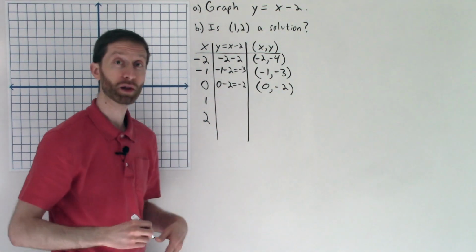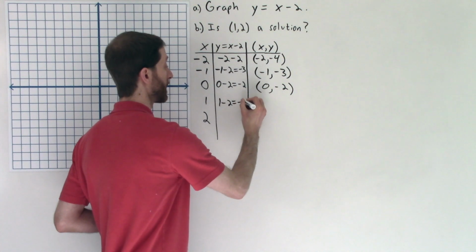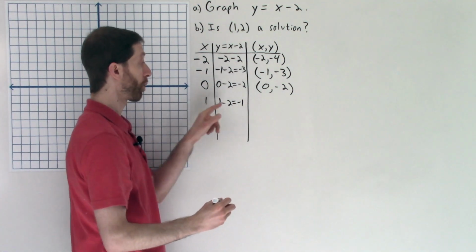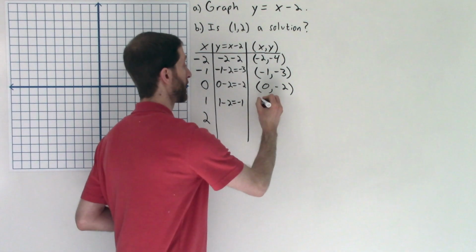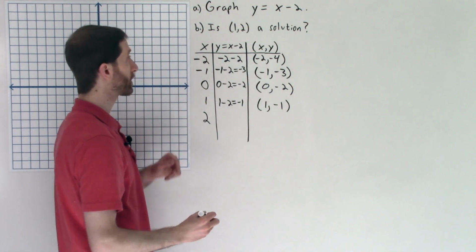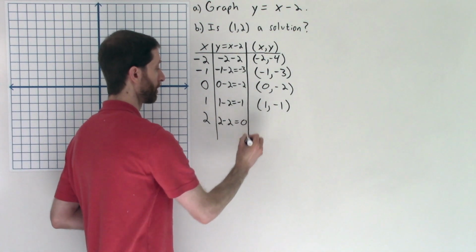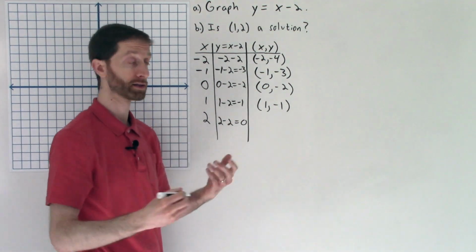Beautiful. Now I'm going to plug in +1, so we get 1 minus 2 is equal to -1. That's now the point 1 comma -1. So when x is 1, y is -1. And finally, we plug in the value for 2. That's going to be 2 minus 2 is equal to 0. And that's the point 2 comma 0.